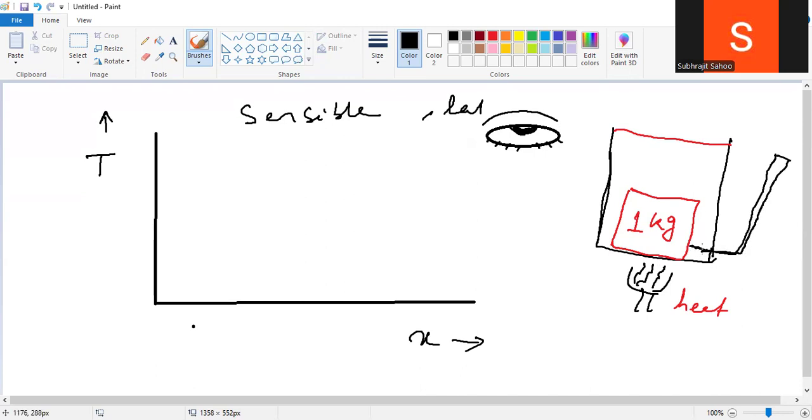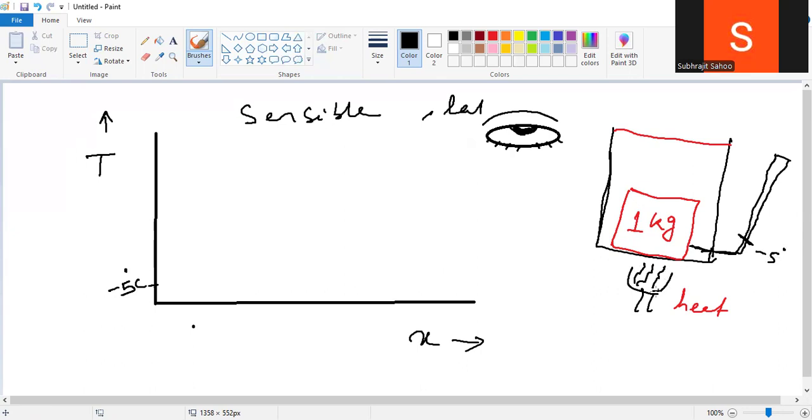Now, when heat is not there, let the temperature, just assume, be minus 5 degrees Celsius. I just kept the ice cube here. The temperature is minus 5 degrees Celsius. This is the temperature column. Now heat started. Here the thermometer, the temperature measuring instrument, also shows minus 5 degrees.